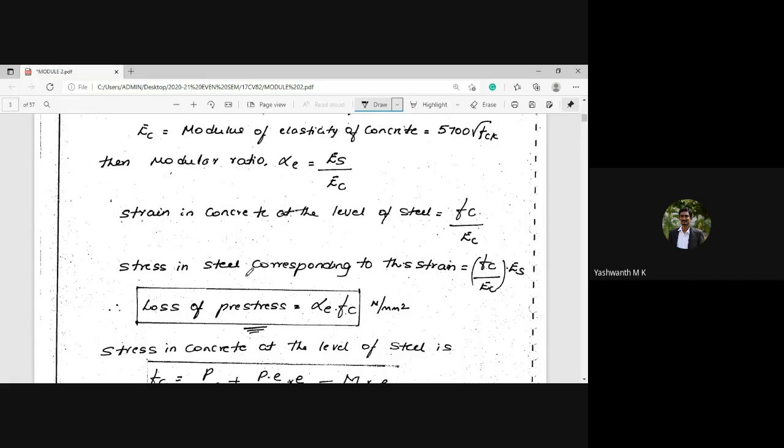Therefore, the loss of pre-stress is equal to, so what is the value of this? Es by Ec, which is nothing but alpha E. Substitute that: alpha E, and Fc will be retained the same. Therefore, the loss of pre-stress is equal to alpha E into Fc, where Fc is the stress in concrete at the level of steel, which is purely compression, given in Newton per millimeter square.